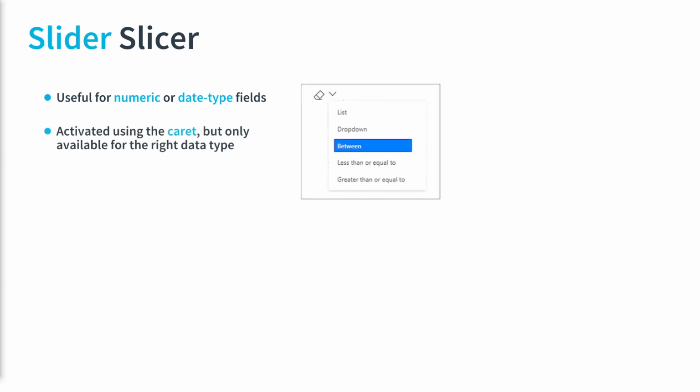Another useful horizontal slicer is called a slider slicer. We'll just call it a slider to keep things simple. Sliders are great when you need to use numeric or date type fields to filter your data. Just as you can use the caret to switch between a list or a drop-down slicer, if you are using numbers or dates in the slicer visual, you will see additional slicer types, like between, which let you make sliders.